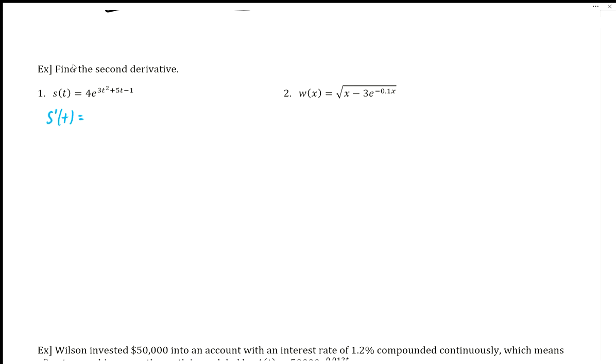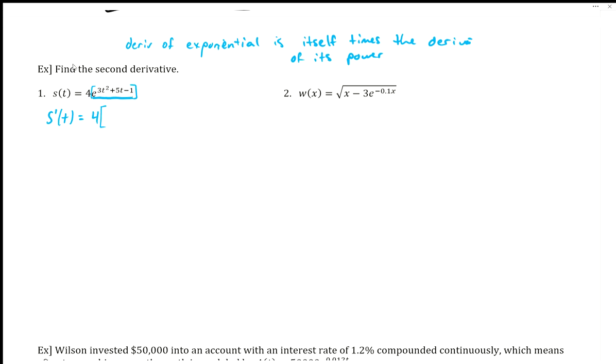Okay, so s prime of t. So that 4 is just hanging out, and then I'm going to bracket for this problem. Okay, so the 4 is just hanging out, and then now I'm doing the derivative of the exponential. Remember, the derivative of an exponential is itself times the derivative of its power. Okay, so I see, oh, this is an exponential function.